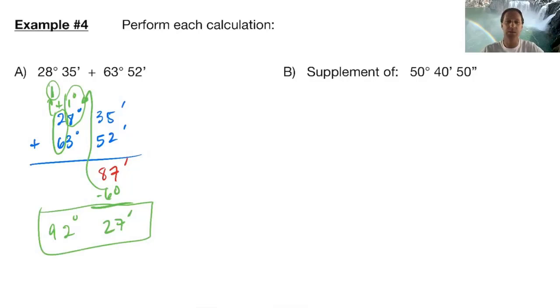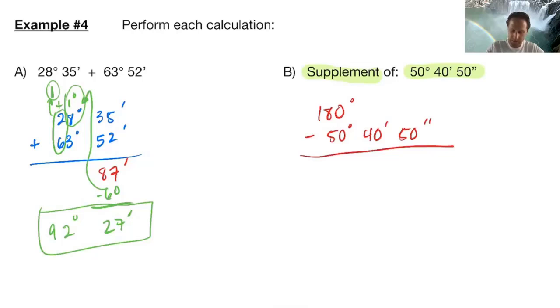So on part B, I wanted to see if you guys could combine what we did at the very beginning, example 1, and now this example 4. And I want you to find the supplement of that angle measurement. 50 degrees, 40 minutes, and 50 seconds. And if you remember from before, all we had to do was take what we know it adds up to entirely, 180 degrees, and subtract off the one we know in order to find the one we don't know, whose sum had to add up to that 180.